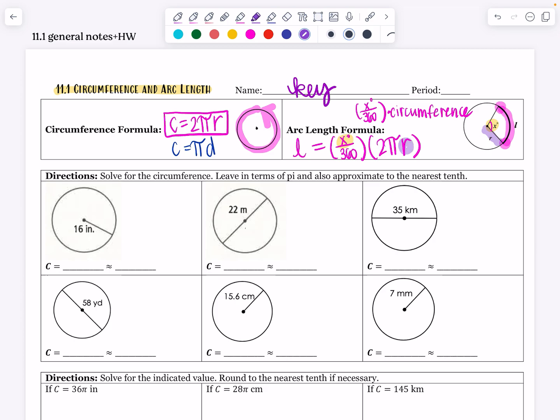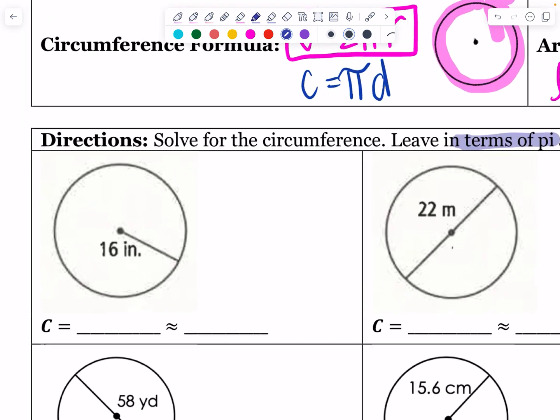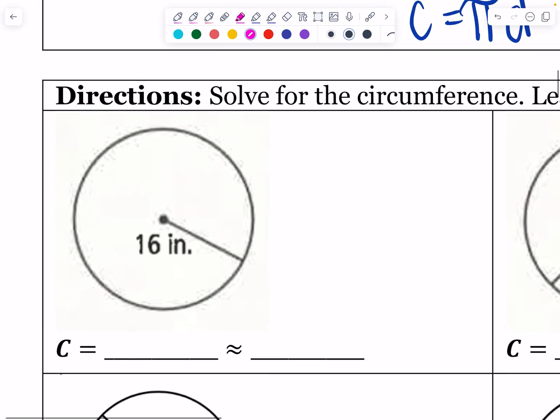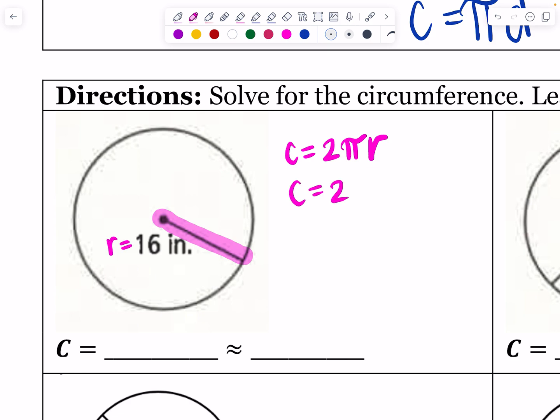Okay. So the first few questions say to solve just for the overall circumference. Leave in terms of pi and also approximate to the nearest tenth. So we're going to be doing both answers, in terms of pi and approximated to the nearest tenth. In this first circle, what is my radius? My radius is 16. So if I want to find my circumference, it's going to be 2 times pi times r. My radius is 16, so I'm going to do 2 times pi times 16.